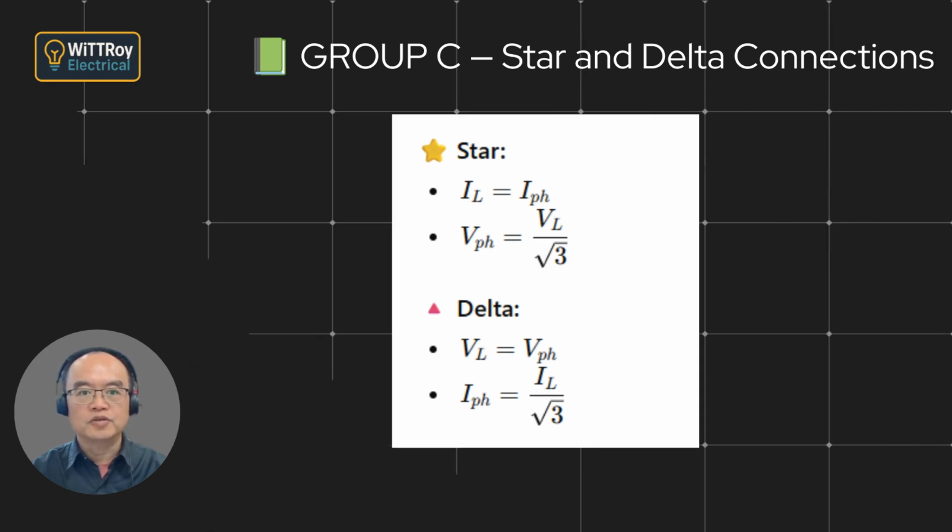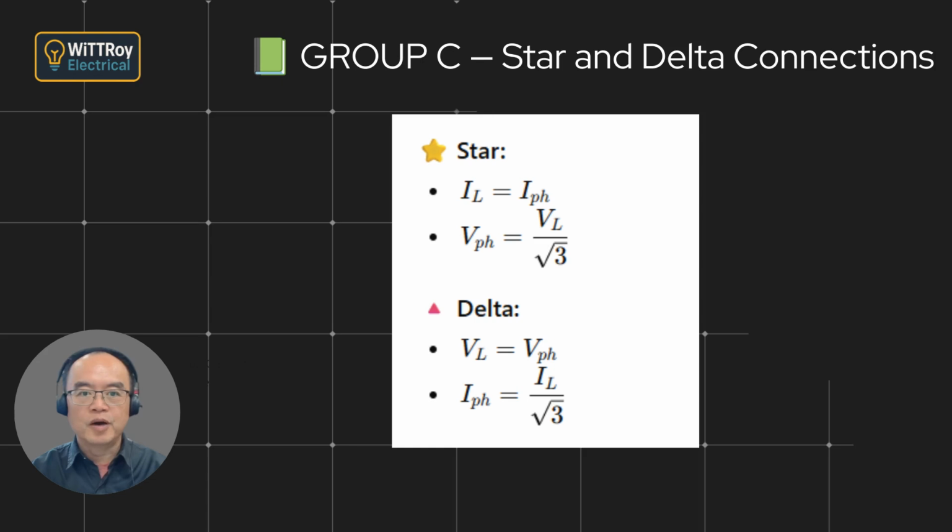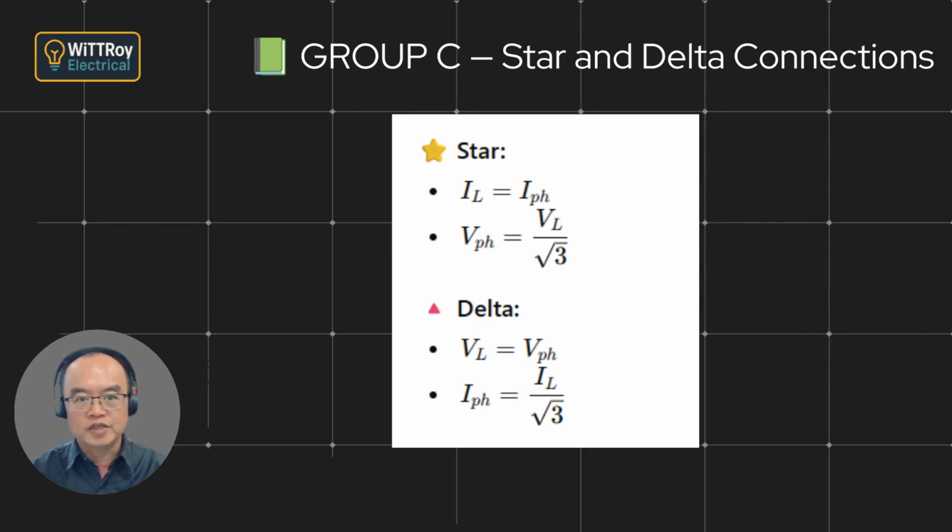Now we go to the next formula. The formula is VPH equals VL divided by root 3 in a star connection. This formula tells us that phase voltage is lower than line voltage in star. VPH means phase voltage in volts. VL means line voltage, also in volts. Repeat, in star, VPH equals VL over root 3.